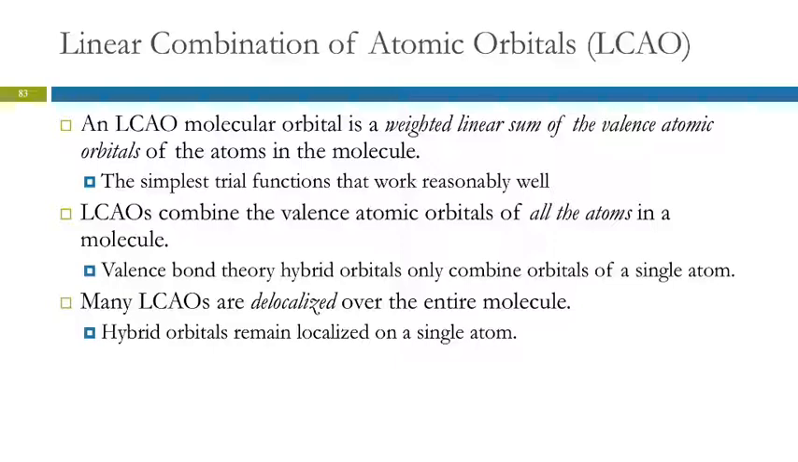In valence bond theory, we're only looking at hybrid orbitals combining orbitals on a single atom, and those overlapping with possibly hybrid orbitals on another atom. So many of these linear combinations of atomic orbitals are delocalized. They are spread over the entire molecule, whereas the hybrid orbitals remain localized on a single atom. You're kind of grasping the difference in principle between these two methods. In valence bond theory, we're looking at localized orbitals. In molecular orbital theory, we're putting orbitals over the entire molecule.